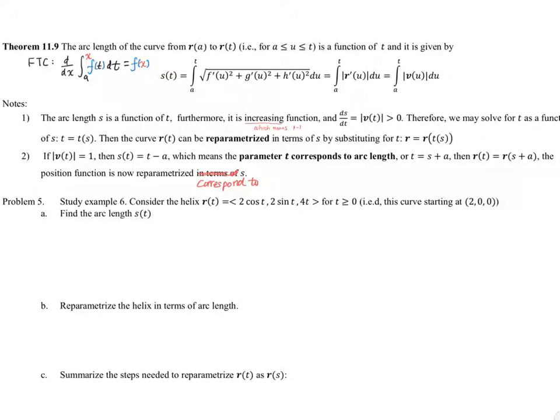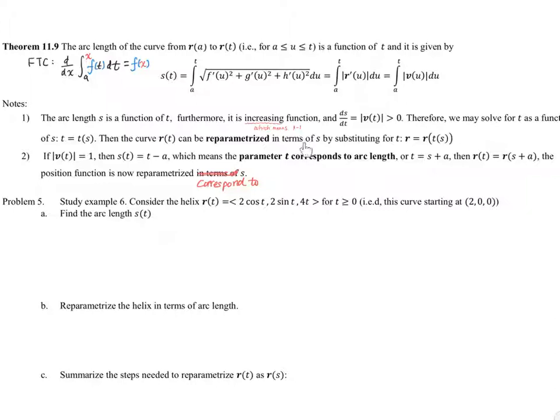Secondly, it is an increasing function. This is pretty intuitive, because when t is increasing, certainly the length traveled will be increasing, strictly increasing. So therefore it is an increasing function.